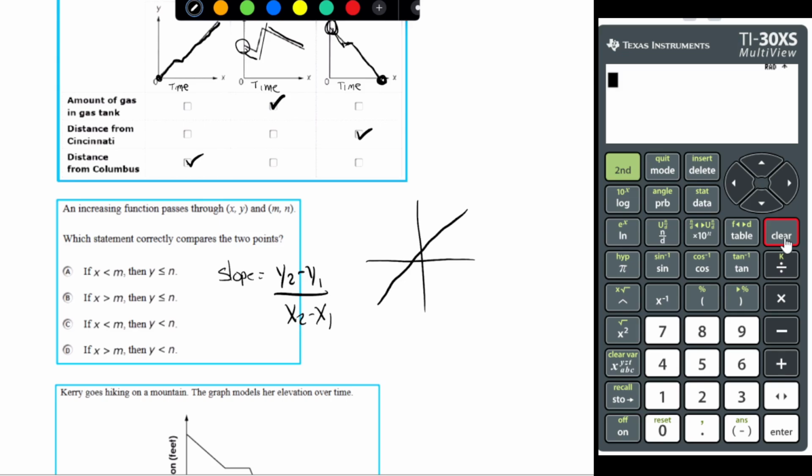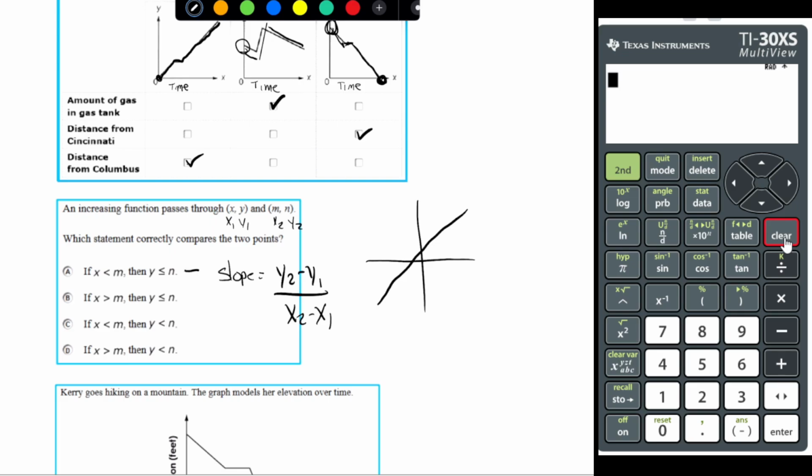So let's look at that situation. Let's say this is (x1, y1). This is (x2, y2). And let's look at our choices. If x is less than m, then y is less than or equal to n. So x is less than m. That means that our denominator would be negative. Then y is less than or equal to n. Wait, no, hold on. I have that backwards. I apologize.